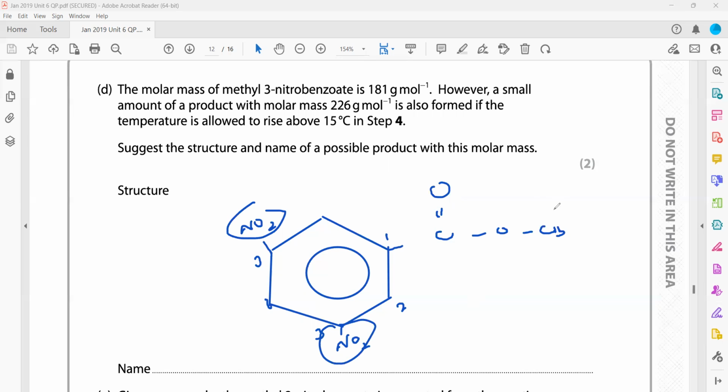Because of this one, it is methyl. And then in the benzene ring, the nitro groups are attached at the third and fifth positions. So 3,5 and 2 nitro groups are there, so we say dinitro. Because this benzene is attached with an ester, that is called benzoate. When a benzene ring is attached with C double bonded with O and O, that's called benzoate. So it's methyl 3,5-dinitrobenzoate.